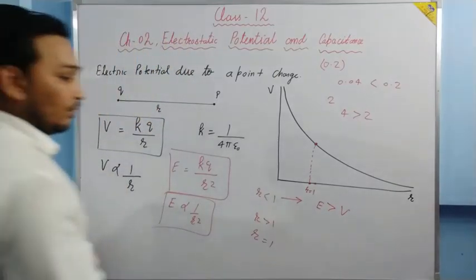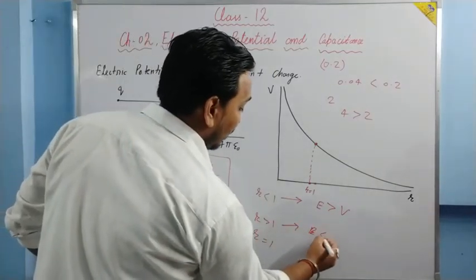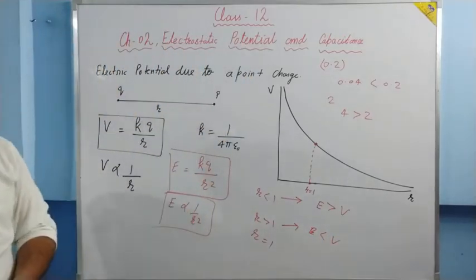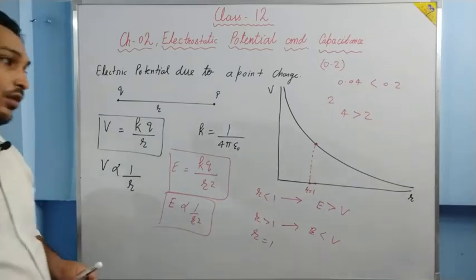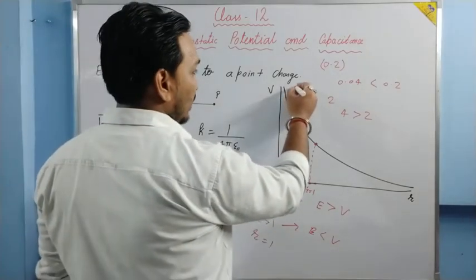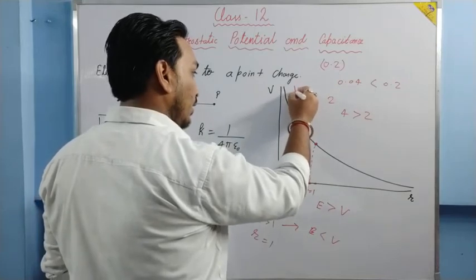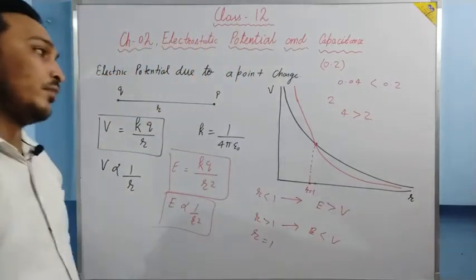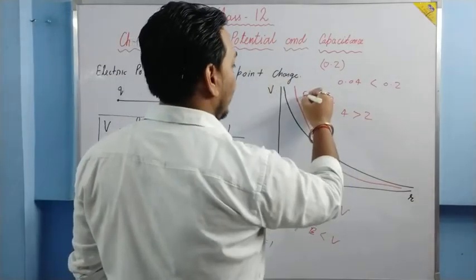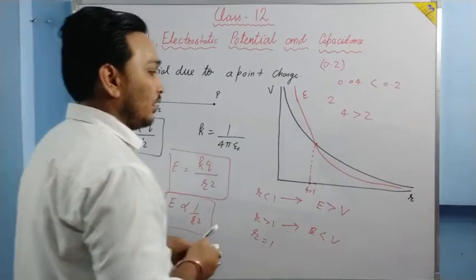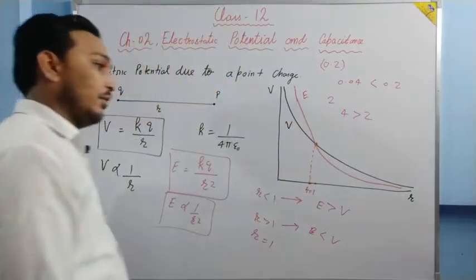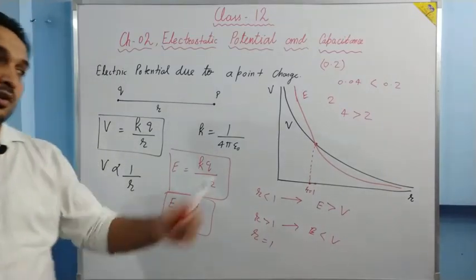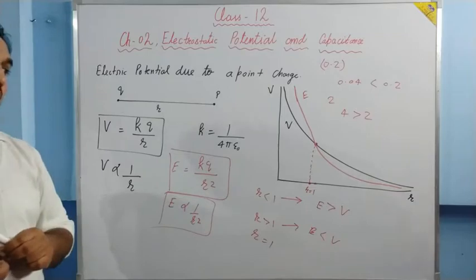And when r is greater than 1, the electric field will be less than the potential, because now its denominator will be greater. So how will the graph look? The graph of electric field is like this. It will cut the potential graph at this point and go like this. This red represents electric field and this black represents potential. This is a comparative study of electric field and potential. We have to make this graph to understand the variation.